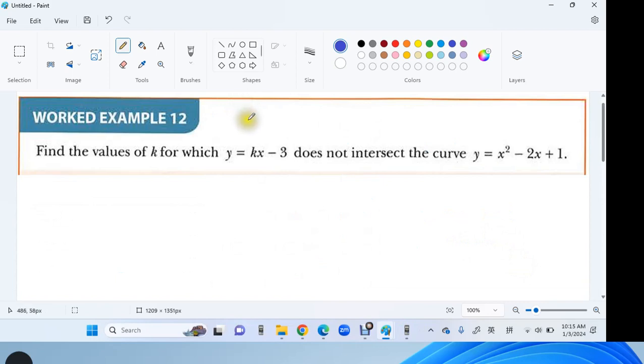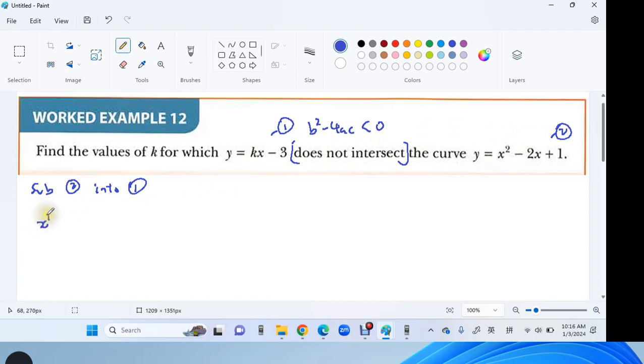Okay, so worked example 12: find the value of k for y equal to kx minus 3 does not intersect this one. So does not intersect, so we have b square minus 4ac less than 0. So this is equation 1, this is equation 2. So we sub 2 into 1. Normally last time I sub 1 into 2, then we have kx minus 3 equal to this one, then I have to move to the x square side. So I will prefer sub 2 into 1.